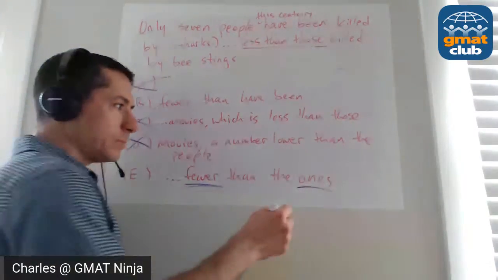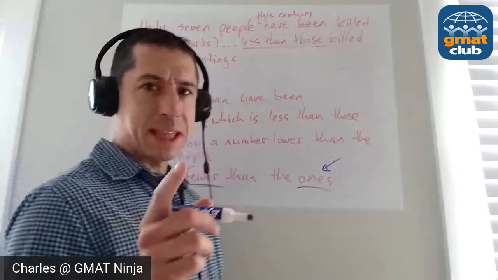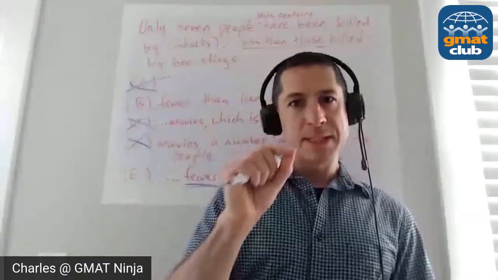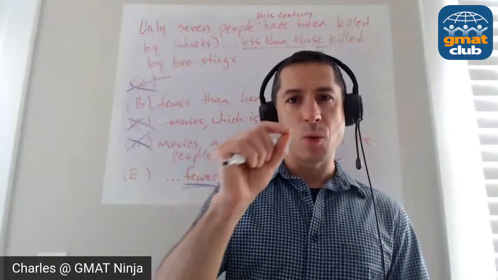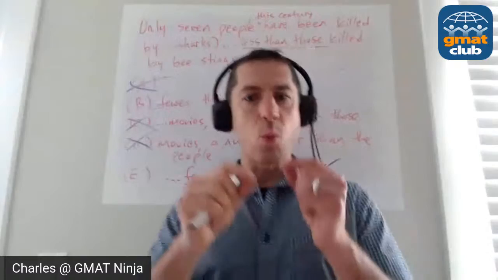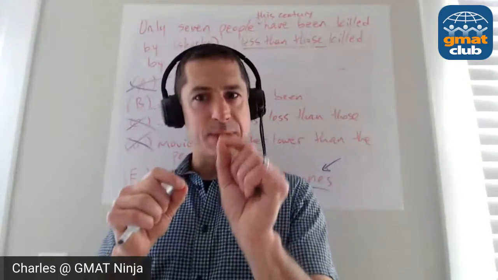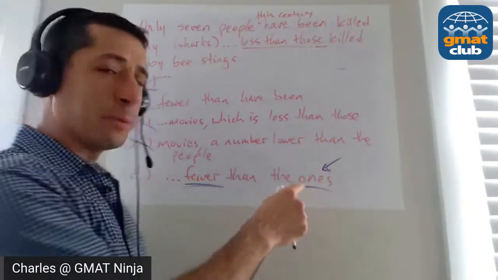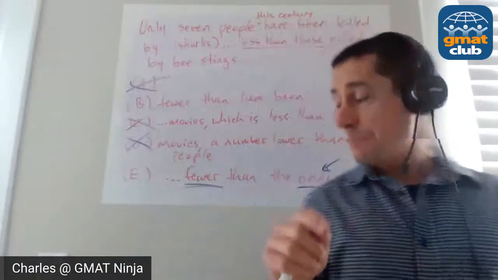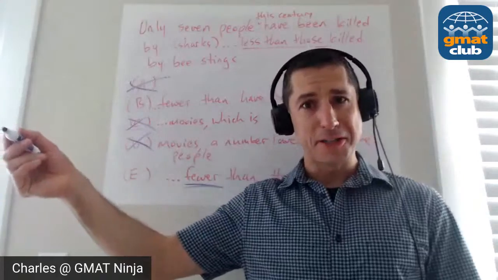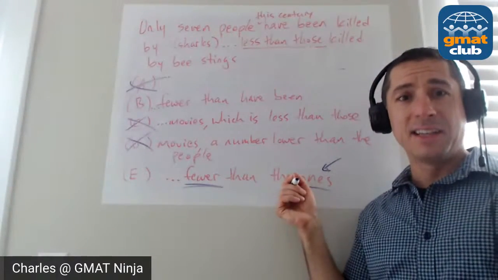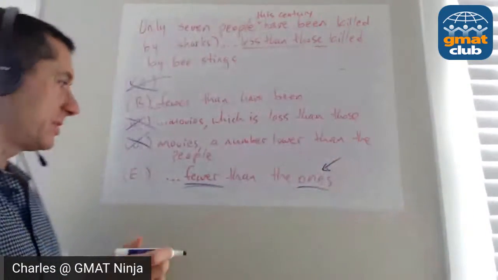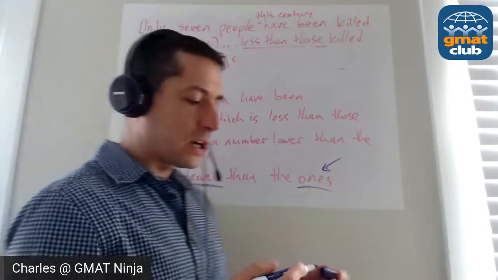We've got a pronoun, ones. It refers to people, but think about what that really means. When do you use ones as opposed to those or they or them? You would use it when you're talking about specific examples. I like donuts, especially the ones filled with chocolate. When I say the ones in that context, I'm talking about really pointing to specific cases, right? So specific cases here, fewer than the specific people killed by bee stings. That's nonsense. That makes no sense at all. We're not saying that those seven people killed by sharks are fewer than the specific people killed by bee stings. That's the biggest reason why E is wrong. In B, fewer than have been killed. Now we're just comparing numbers. And for that reason, B is your winner.